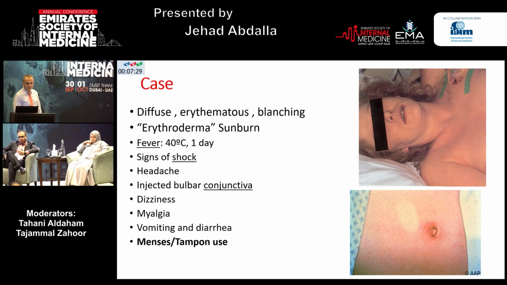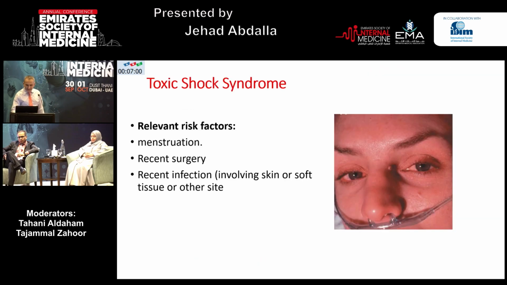It looks like sunburn. She is toxic. She has temperature 40, signs of septic shock associated with headache, injected conjunctiva, dizziness, myalgia. She's having GI symptoms, vomiting and diarrhea. And she's having a menstrual period, and she's been using the tampons. So what's your diagnosis? Easy. Straightforward.